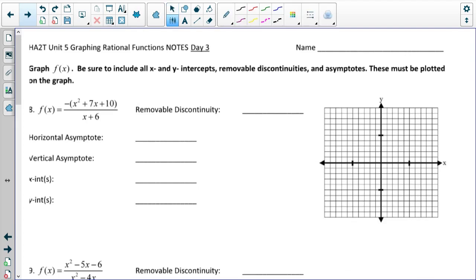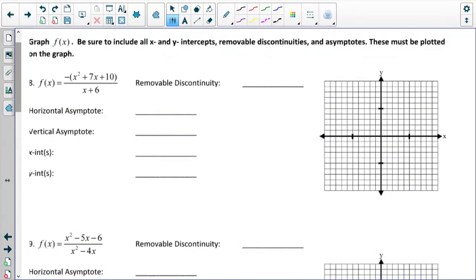Day three, the final day of graphing these rational functions. So this is a little bit more difficult topic, these problems. If I factor the numerator on this problem, I get negative x plus 2 times x plus 5, and then the denominator is x plus 6.